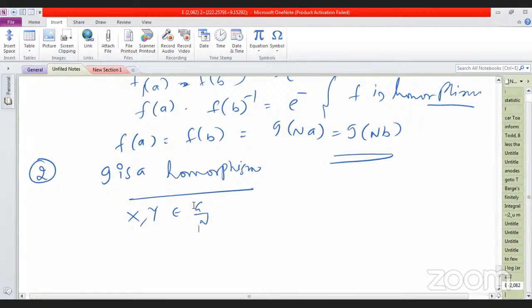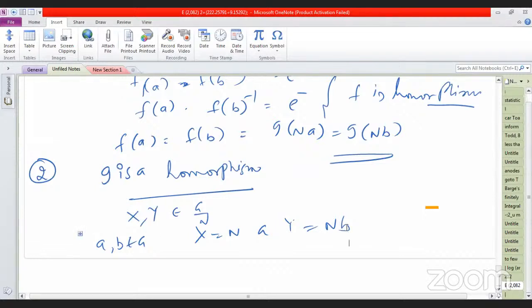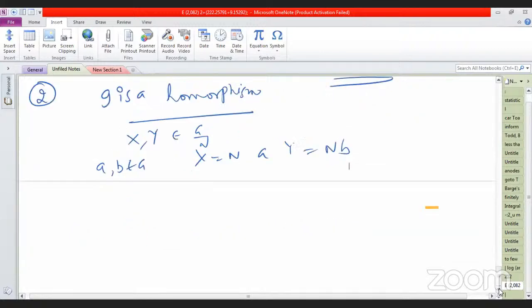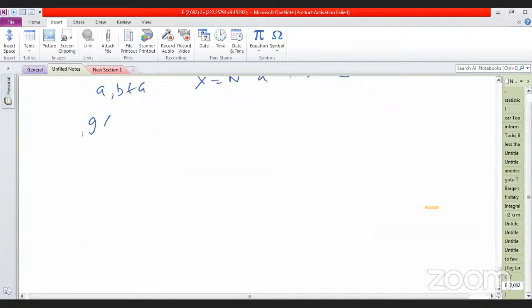X comma Y belongs to G by N. So therefore, A comma B belongs to G such that X is equal to NA, Y is equal to NB. We can write it or not? Yes, you can write. X comma Y belongs to G by N, that is X is equal to NA, Y is equal to NB, from the earlier result that G is well defined. Now I am continuing here. G of XY is equal to G of NA, continuation, G of NB is equal to G of NAB.